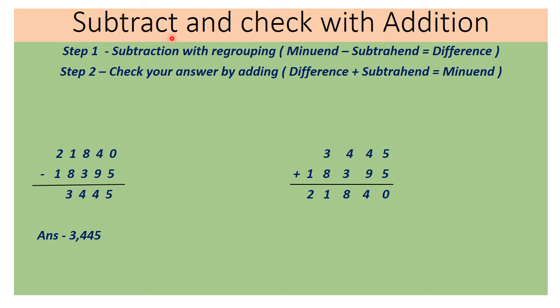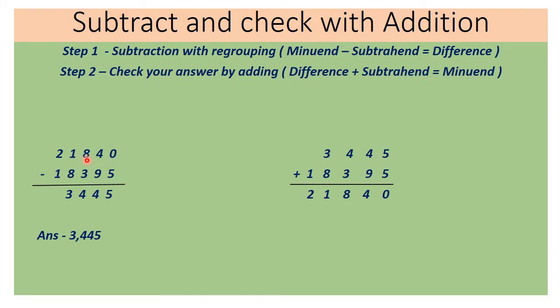In the very first step, we are going to do subtraction with regrouping. We know that we have to subtract the subtrahend from the minuend to get the difference. So here the minuend is 21,840 and the subtrahend is 18,395. So here we have 0, it will take 1 carry from 4, it will become 10. 10 minus 5 is 5. 3 will again take 1 carry from 8, it will become 13. 13 minus 9 is 4, right?